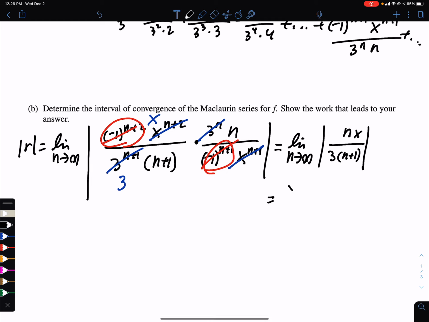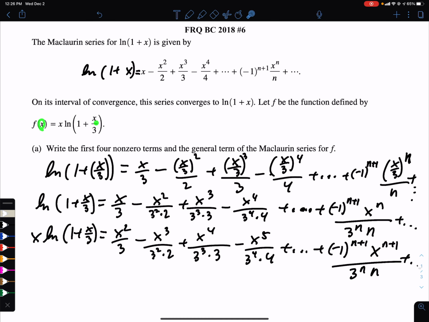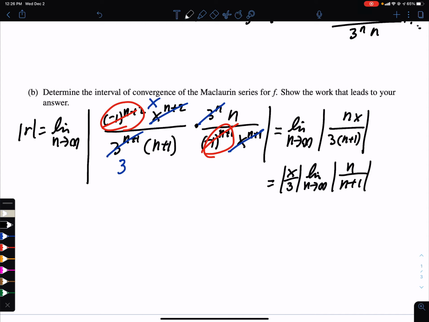Now, I'm allowed to pull out the x and the 3. Why? Because those are constants. And you have to understand why they're constants. What's changing? n is changing. So why is x a constant? Basically, if you put a value of x here, that x is fixed, and that x is fixed. It's not changing. It is a constant. So therefore, we consider that a constant. This limit here is 1. So therefore, our r, absolute value of r, is x over 3.